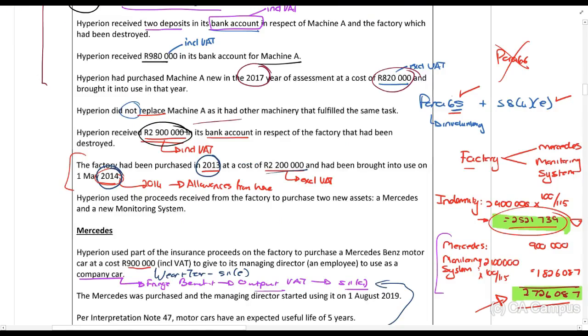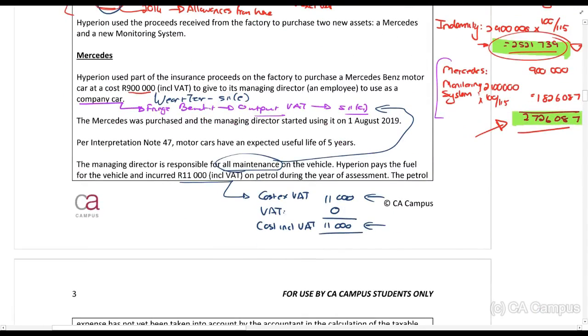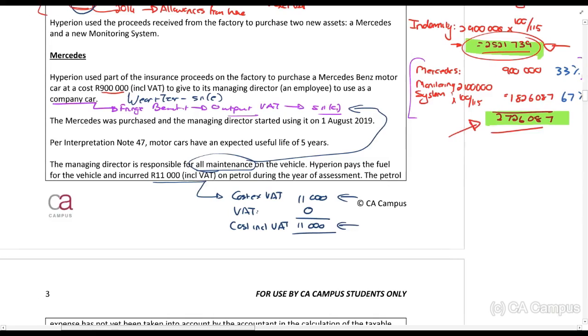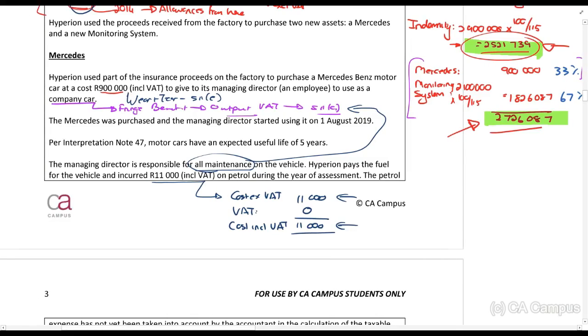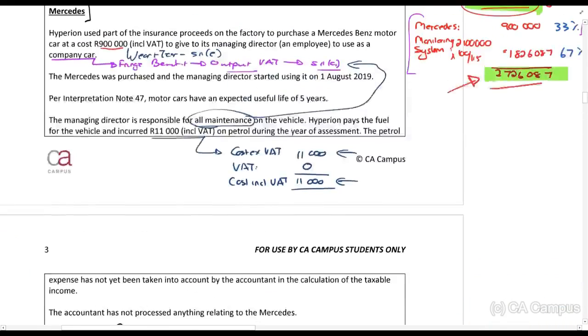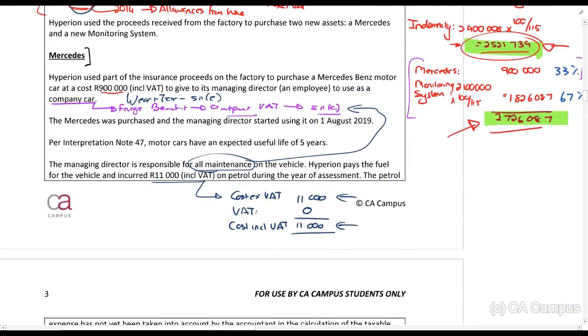Now we have to go and defer it. So let's first look at it. Remember what we're going to do with the deferral. You are going to use that recoupment and that capital gain, and you're going to defer it over the period that you're writing off the new assets. Now we have two new assets, the Mercedes and a monitoring system. So you're going to have to work out what amounts of those are being written off, and you're going to defer it over that same period.